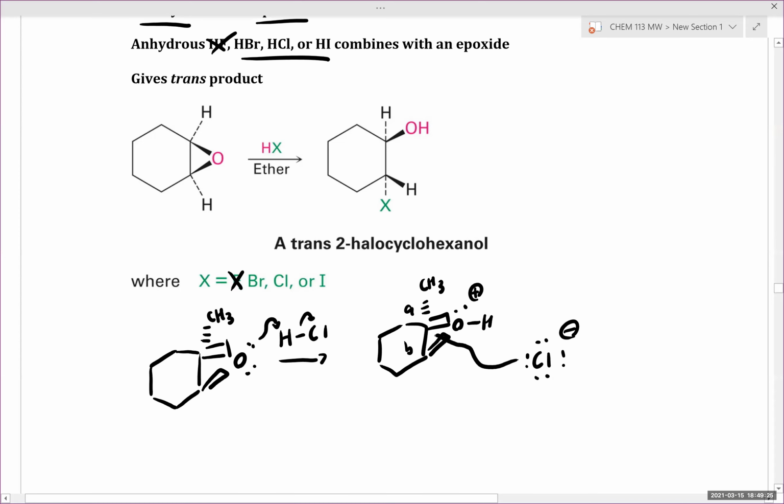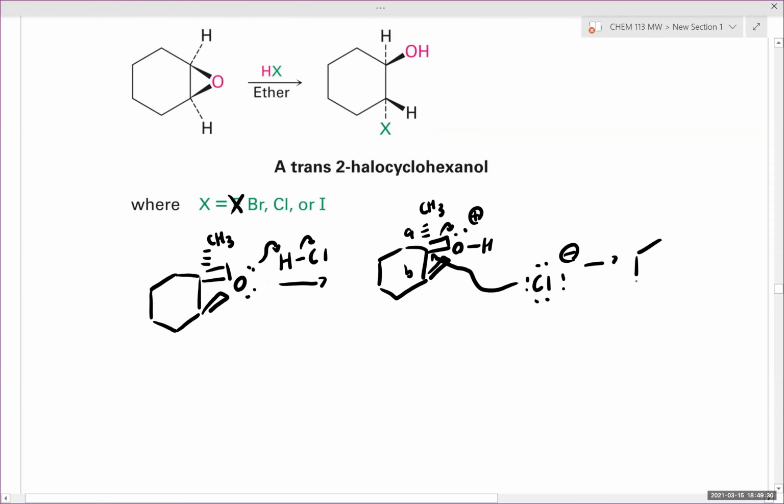A, yep. And this attack occurs with anti stereochemistry. So then, if our alcohol is pointing up, what will the stereochemistry be for the chloride, for our installed nucleophile? It'll be pointing down, exactly right. So, does this mechanism make sense to everyone? Any questions on this example?